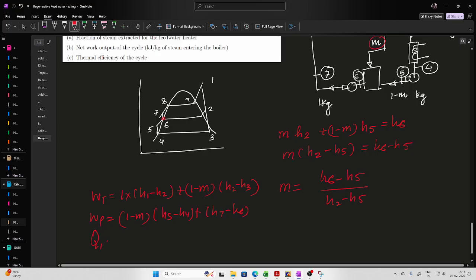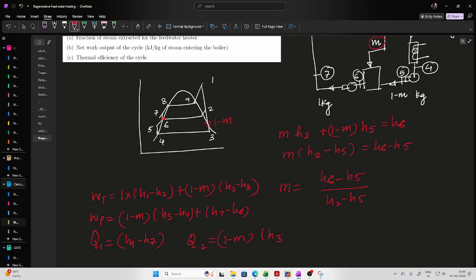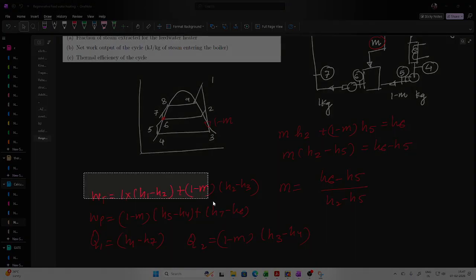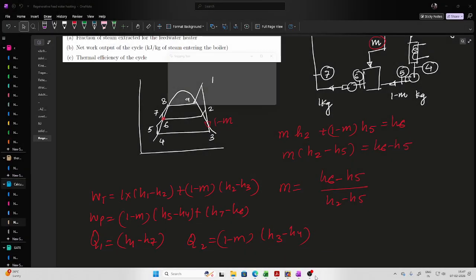Then comes heat input Q1. So Q1 will be H1 minus H7. Okay, and what is the heat loss? Now the mass is 1 minus M, so this will be (1 minus M)(H3 minus H4). So let us take this all there.